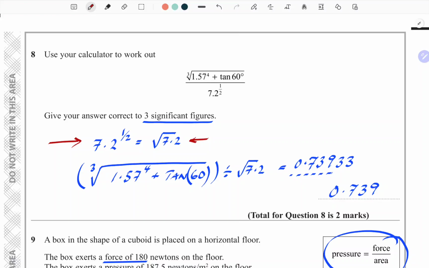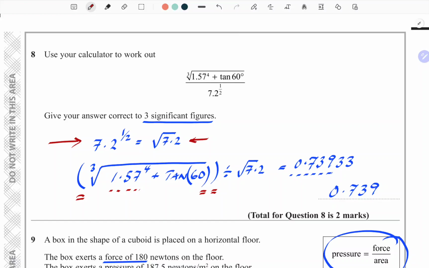So when you're putting it in your calculator, I would advise, to avoid any mistakes, start with the brackets, then put the cube root sign in, then the 1.57 to the power 4 plus tan 60. Remember to close the brackets. The calculator will automatically open the brackets for you after the tan. Close the brackets and then close the brackets again to match up, and then that whole lot divided by square root of 7.2.